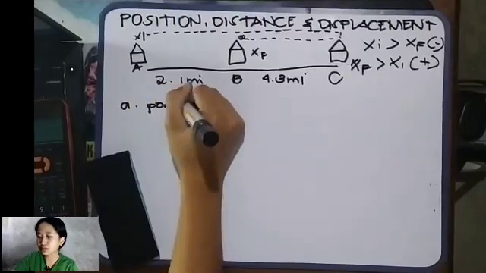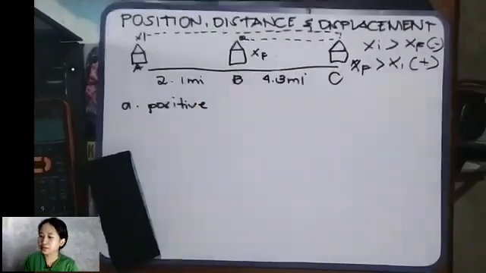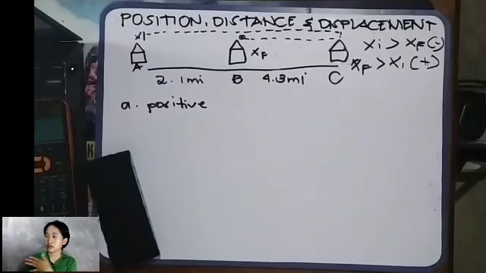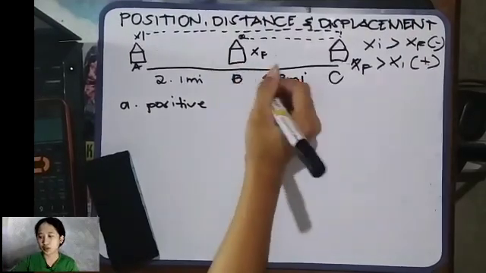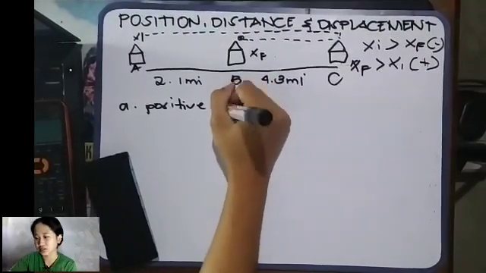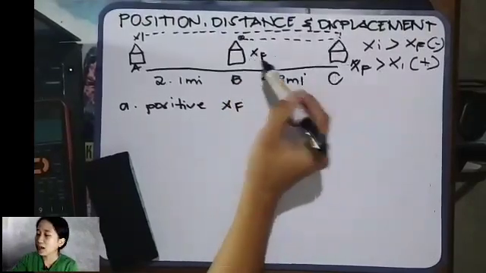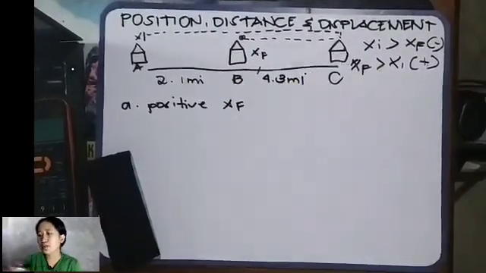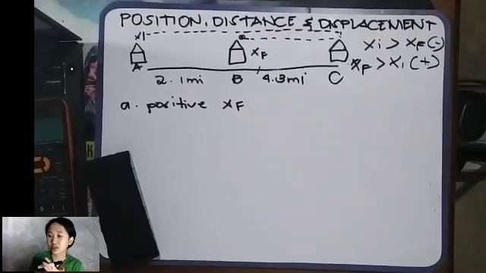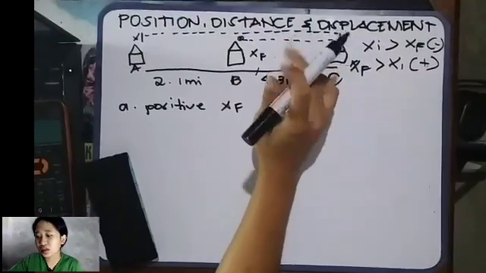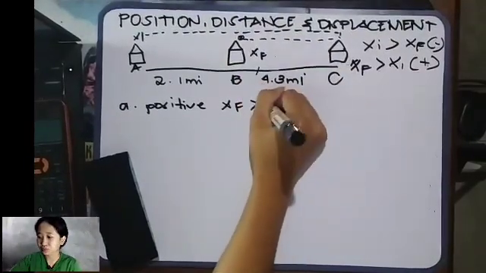Why? Kasi, di ba, sa positive ka papunta, yung trip mo, papunta ka. So, mas malaki, mas mataas yung final position kaysa sa initial position. Magagets nyo naman sa figure ko. Eto, di ba, ito yung final position. Kapag papataas kang ganun sa positive, papataas yung bilang ng number mo. Kaya mas mataas yung final position kaysa sa initial position.